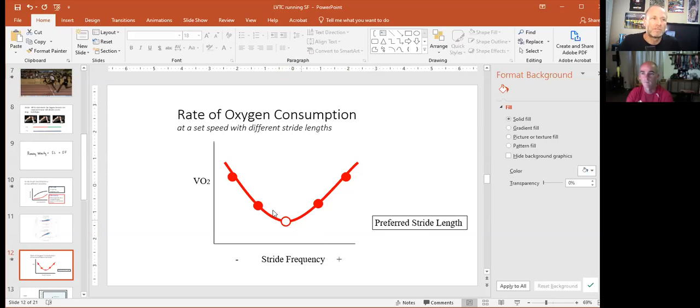Now, if you're within a 5% range, this change in VO2 is not that big of a deal. It's not. I mean, in terms of numbers, this may be 30 mLs per kg per minute, and then this may be 31 mLs per kg per minute, a really small amount.